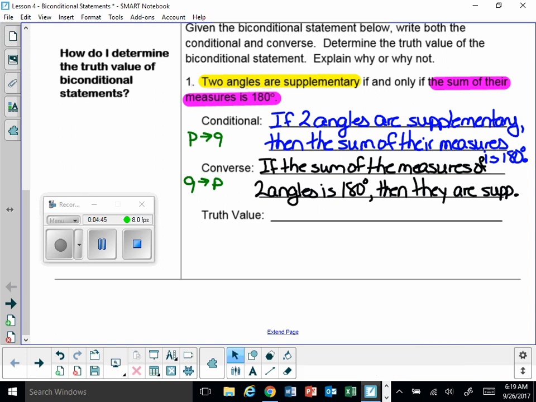Let's go back and look at our truth values. Let's look at the conditional. If two angles are supplementary, then the sum of their measures is 180 degrees. True or false? True statement. Let's look at their converse. If the sum of the measures of two angles is 180 degrees, then they are supplementary. True statement. This makes the truth value of my biconditional true.